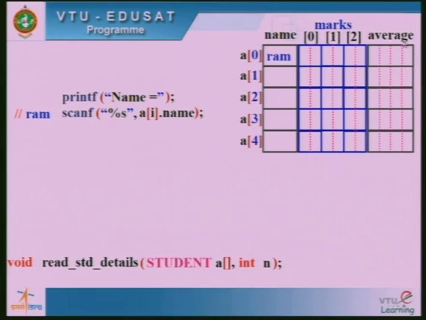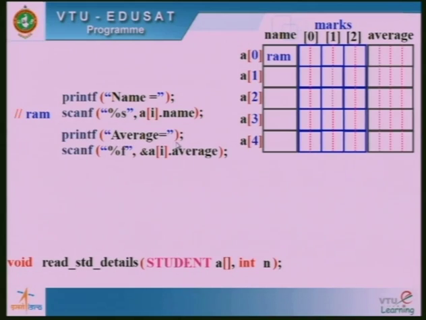Now I want to enter something into average. So I write ampersand a of i dot average. What is it? It is of type float. So what is the format specifier? %f. And here I use a scanf function. So before that what do we write? printf average equal to. Suppose average marks is 24.5. So if I enter 24.5 and then press enter, what will happen? This 24.5 will be copied into this particular field.